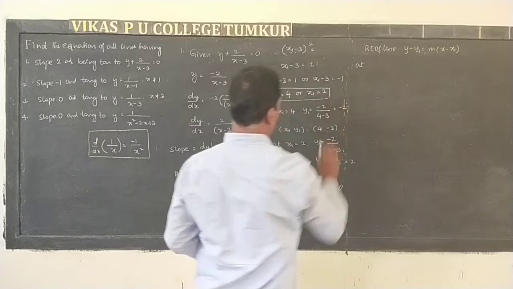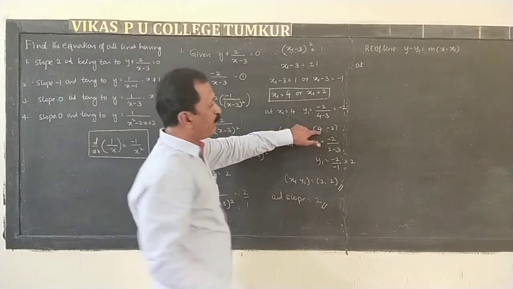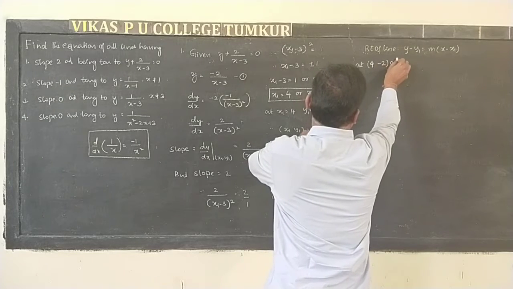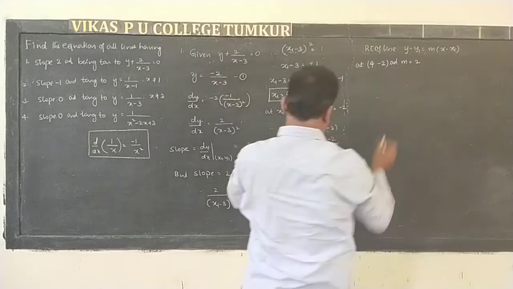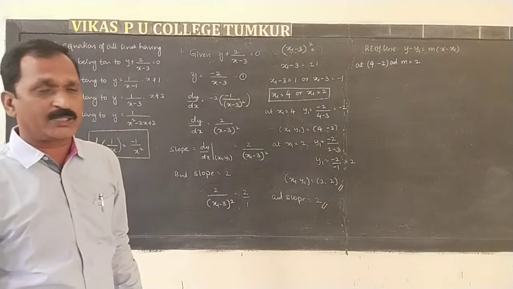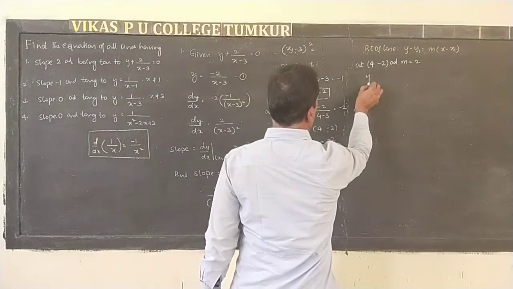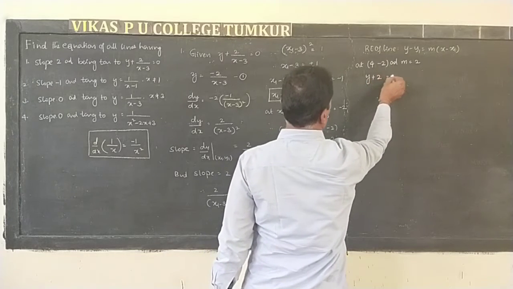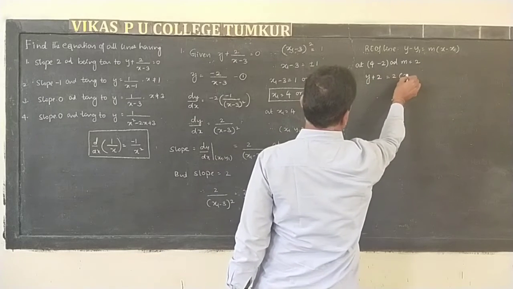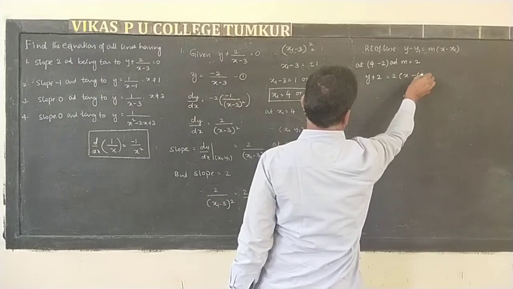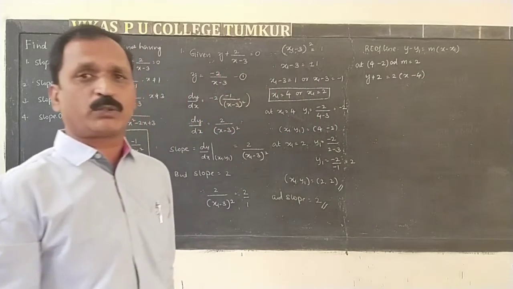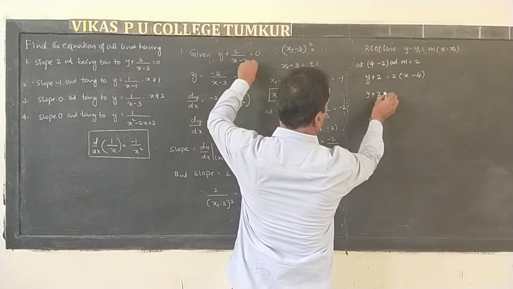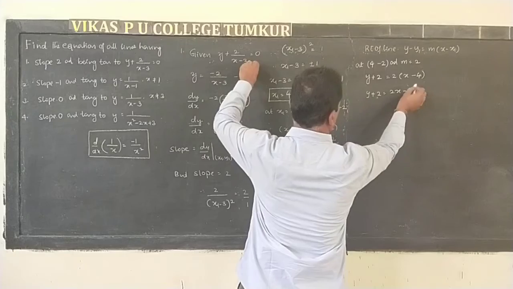Therefore, at the first point 4 comma minus 2, and m is equal to 2, slope is equal to 2. Equation is performed. So y minus y1, that is y plus 2, is equal to m, which is 2, into x minus x1, x minus 4. Simplify this to get the first equation. So y plus 2 is equal to 2x minus 8.